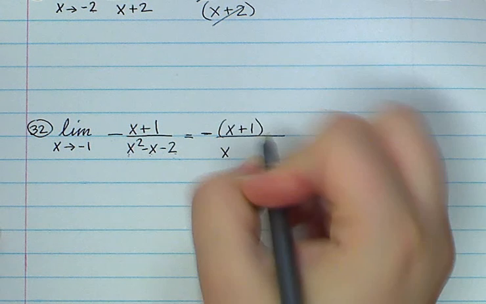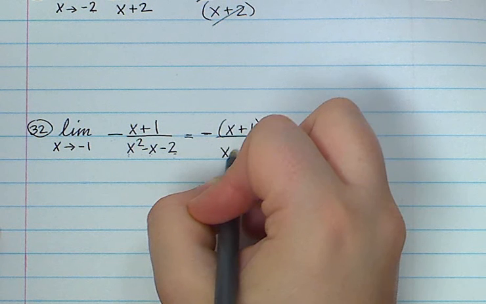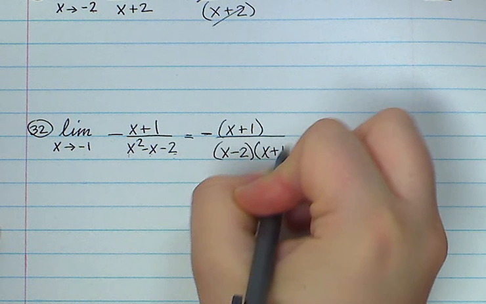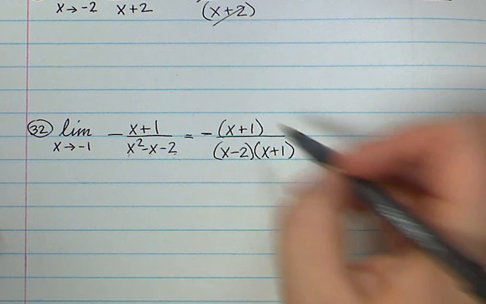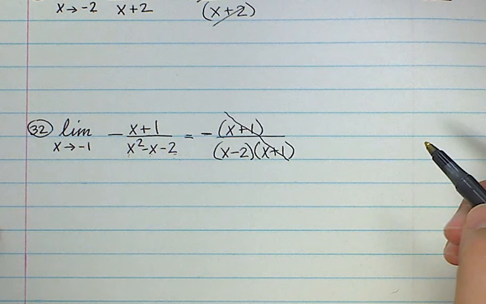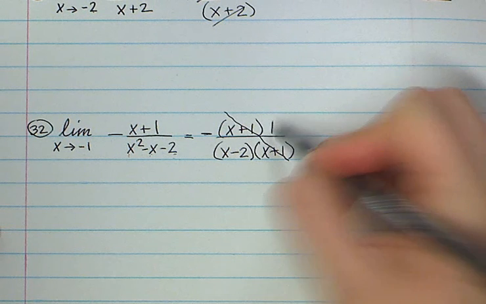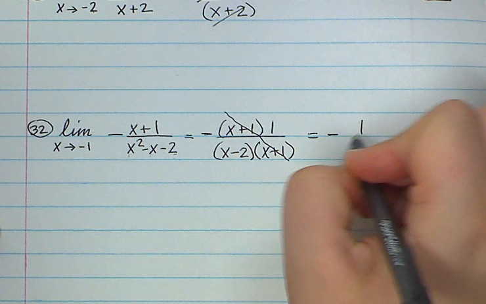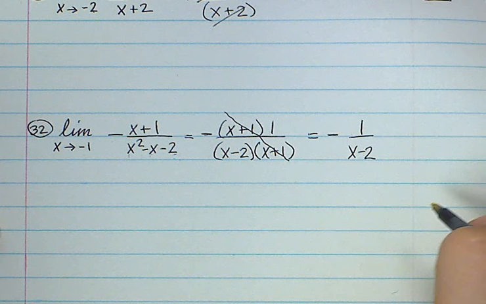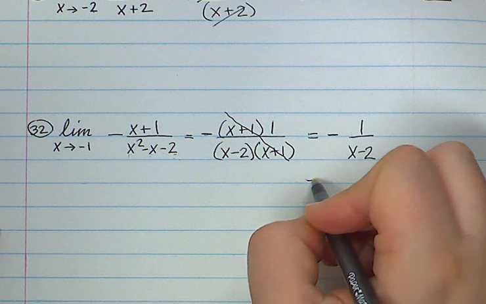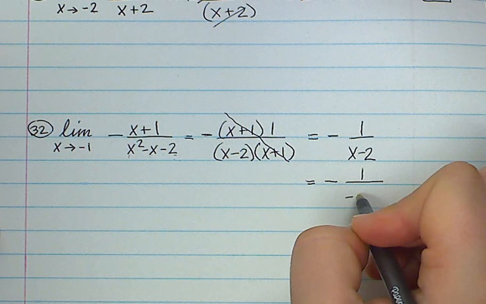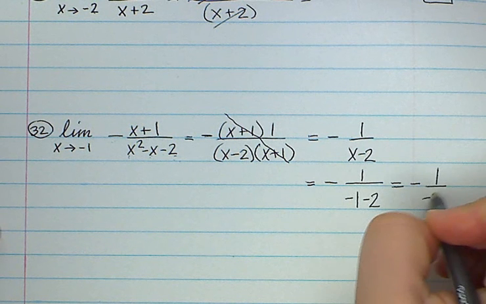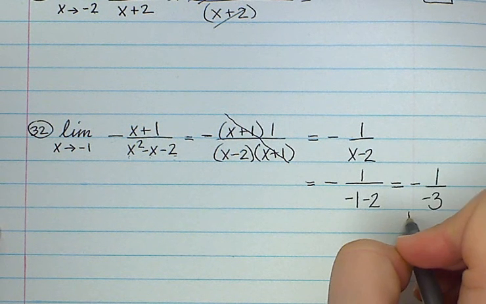Two numbers that add up to -1 and multiply to -2. So the signs are different, so I'm going to have x minus 2, x plus 1. Again, if you're having trouble with factoring, come see me and we can just work on factoring. Now in this case, I need to put a 1 in the numerator as a placeholder after I cancel. So I'll have -1 over x minus 2. Now I can plug in for x, and I'll have negative of 1 over -1 minus 2. It's negative of 1 over -3. Two negatives make it a positive, so my answer is 1/3.